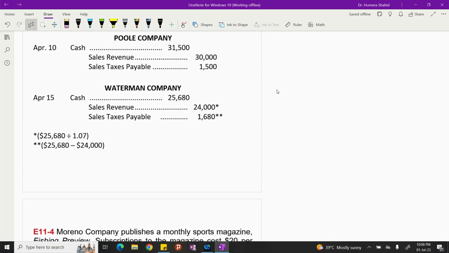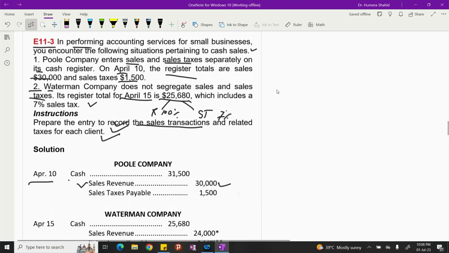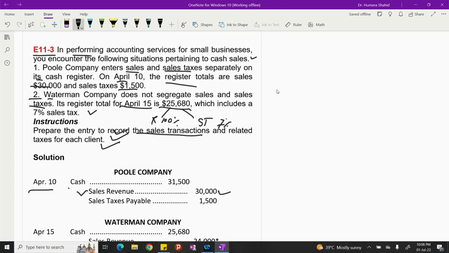Starting with Pool Company. Okay, let's record for them. It's over here, April 10. The cash register shows the sales revenue of 30,000. If you see in transaction number one, this one, 30,000, and sales tax is 1,500.